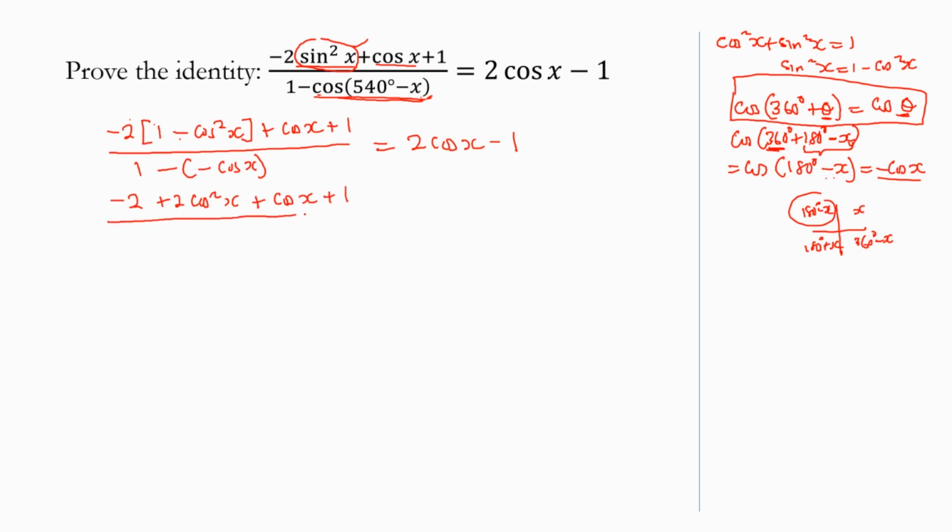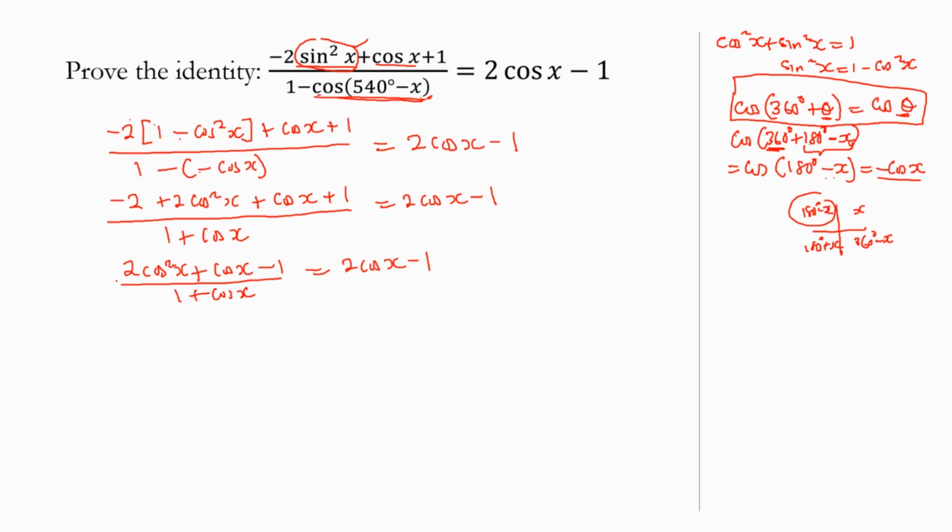And then all this over. Then the denominator, 1 minus negative cos x, becomes 1 plus cos x, which is equal to 2 cos x minus 1. Here we can get our standard form. So it becomes 2 cos squared x plus cos x, then negative 2 plus 1 is negative 1, and then all this over 1 plus cos x is equal to 2 cos x minus 1.